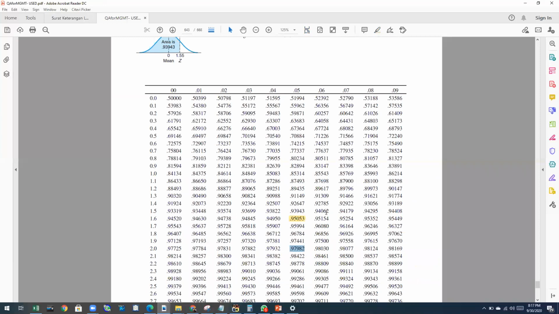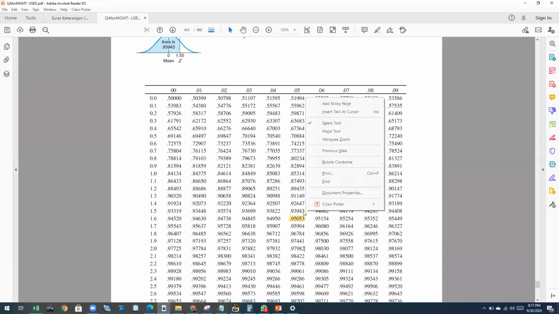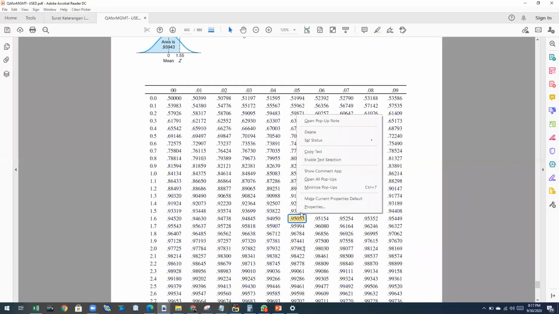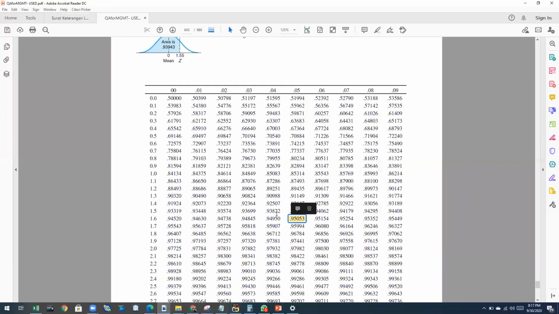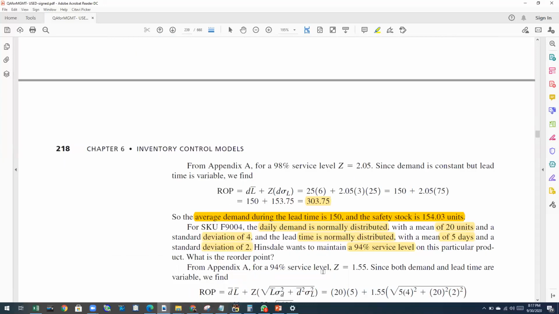We look for 94%, and that falls, I think, here. Yeah, this is closer to 94%, I think. We will need to confirm that. So this is 1.55. Okay, we go back here. For 94%, the Z is 1.55.